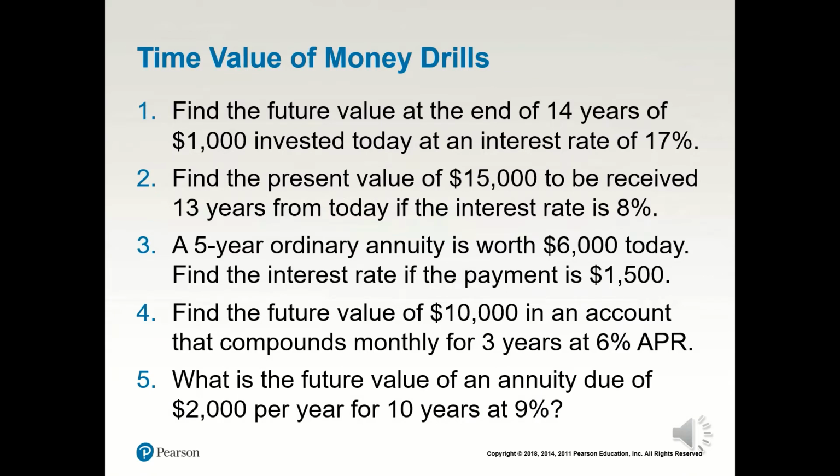And finally, number 5. What is the future value of an annuity due of $2,000 per year for 10 years at 9%? The missing component in this problem, of course, is the future value. We need to be able to identify each of the other components. The $2,000 is the payment. The number of years is 10. The present value is 0, and the interest is 9.